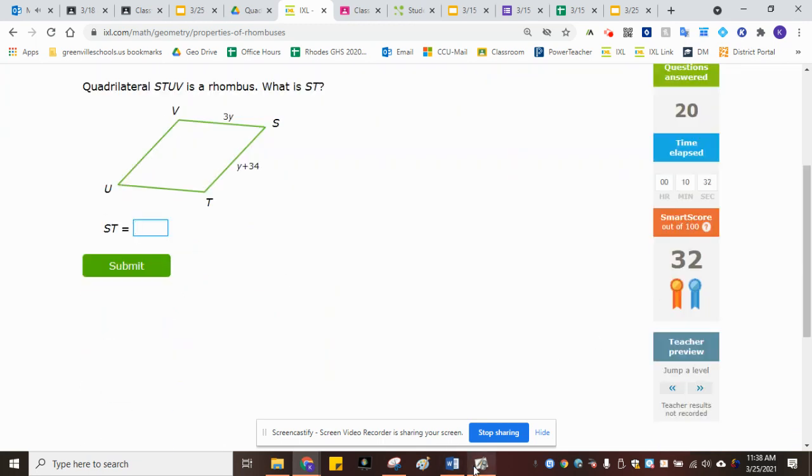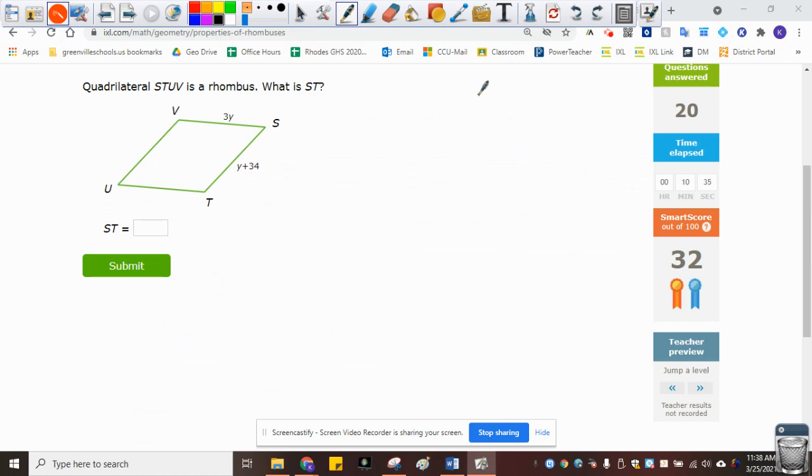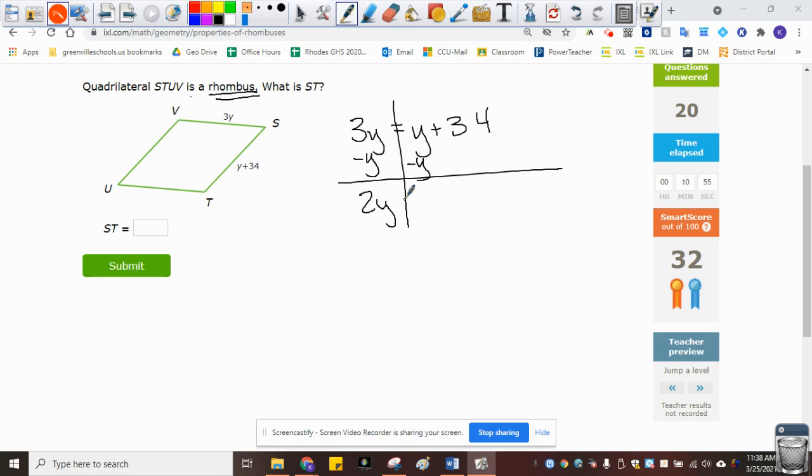Okay, now they get a little bit harder, so let me work some of this out. This is stating it is a rhombus. And in a rhombus, all four sides are equal. So 3y has to equal y plus 34, and then you can solve. Anytime you go over the equal sign, you do the opposite. So since that was a positive y, I'm subtracting y. 2y equals 34. y equals 17, 34 divided by 2. Hopefully it's 17.